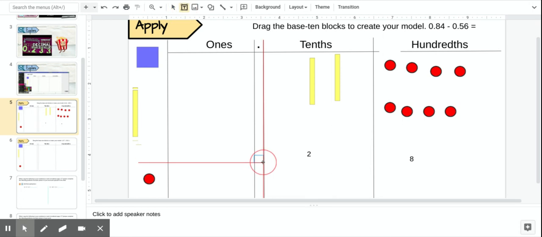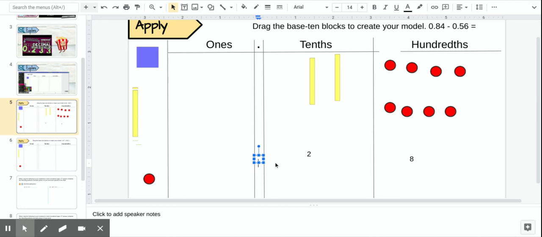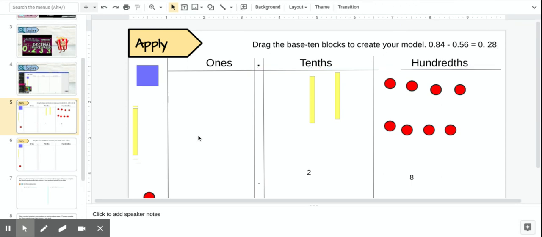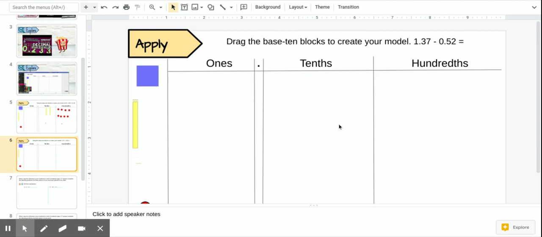1, 2, 3, 4, 5. Cut. I'm also going to get rid of this one that I slid over from before because I used it. I borrowed. So what am I left with? I'm left with 2 of these tenths.